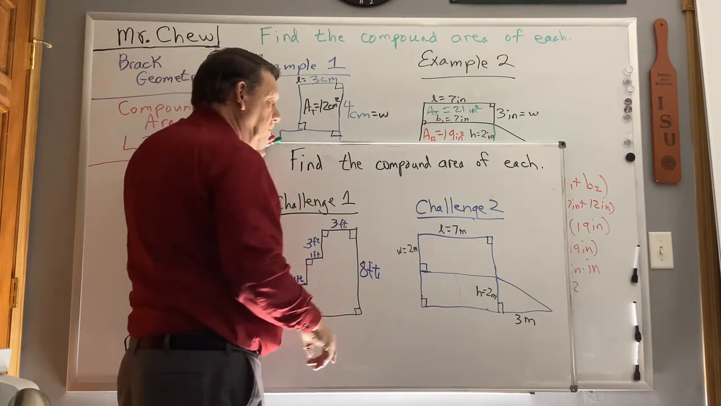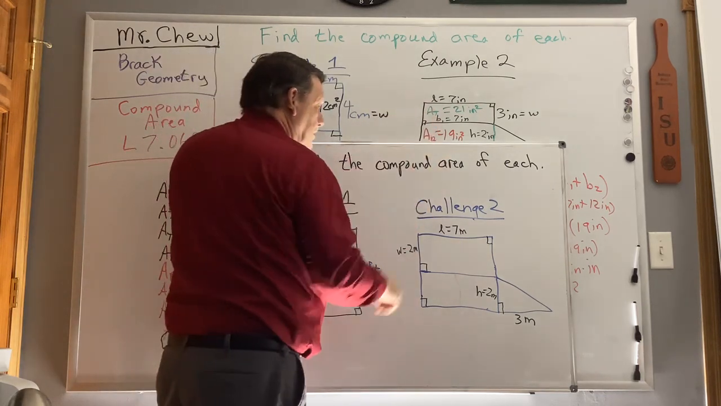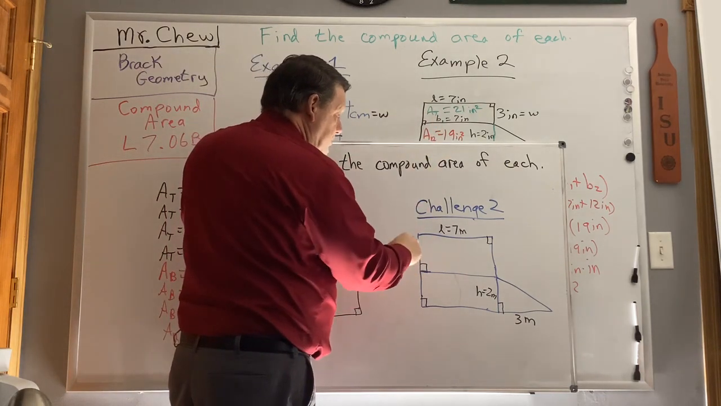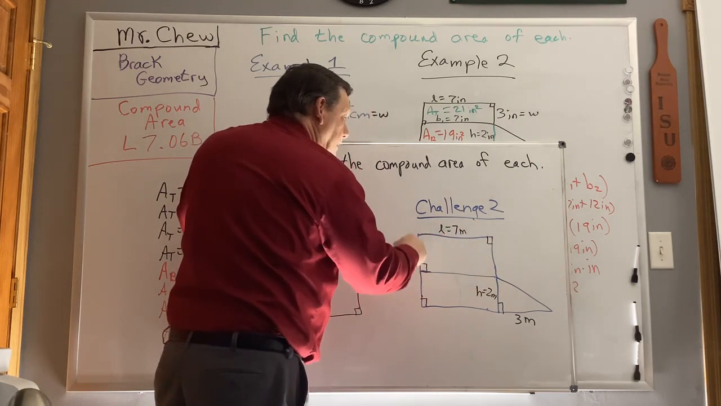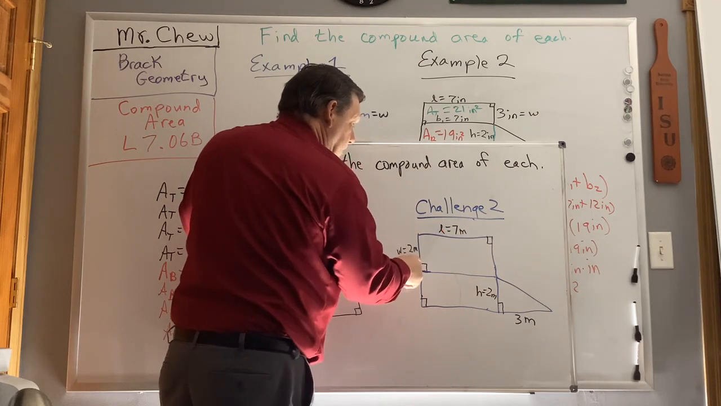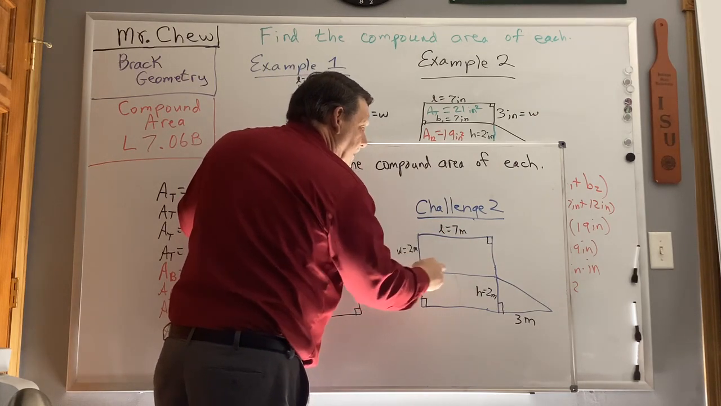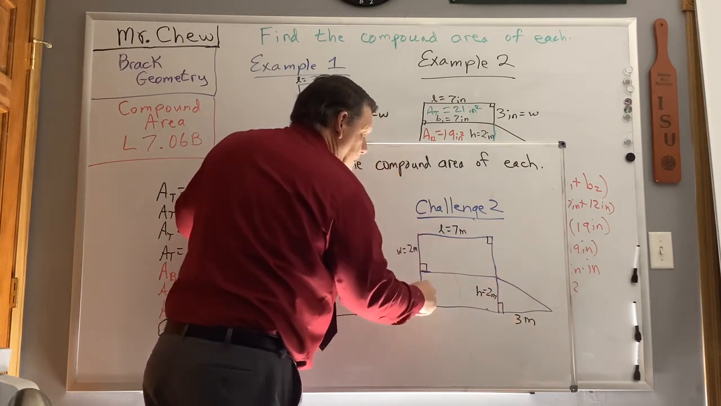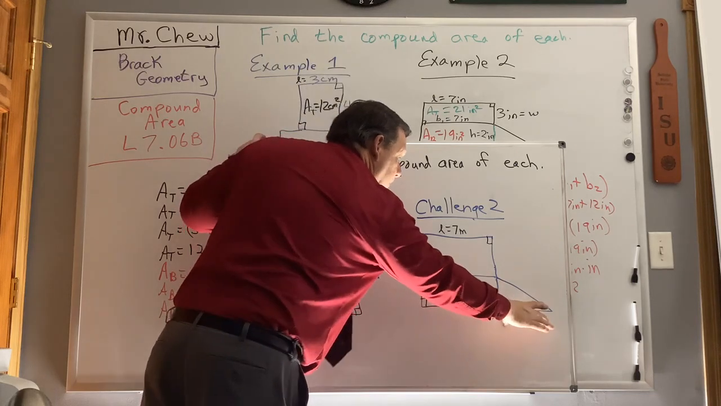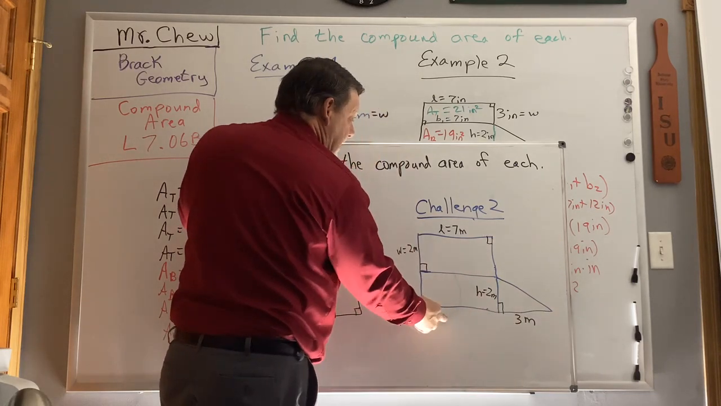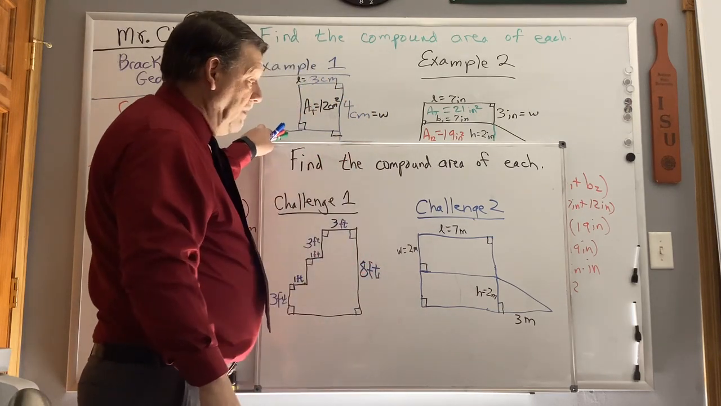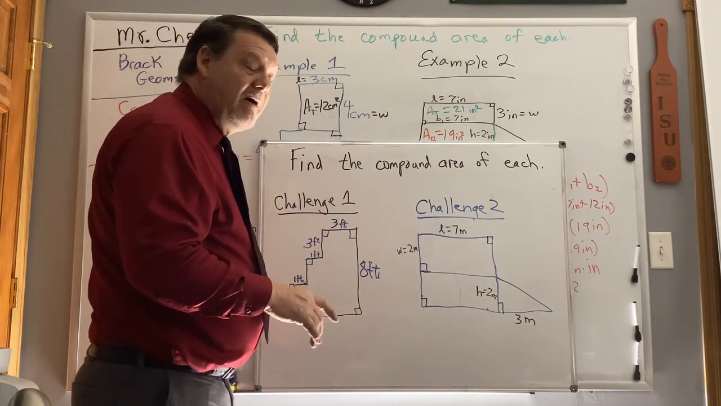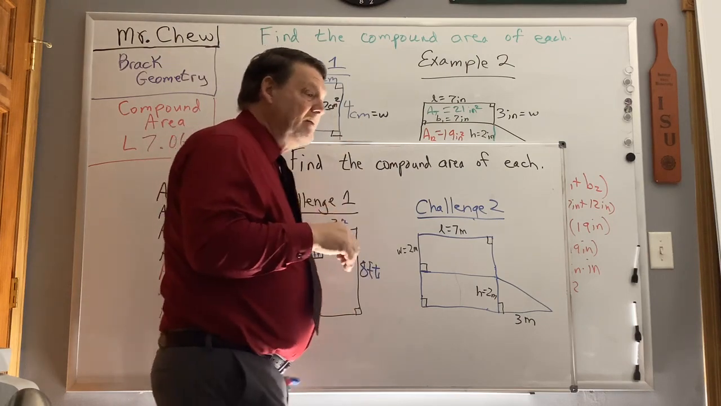Then challenge 2, we have a similar as what we had here. On challenge 2, we have a top rectangle, which is 7 by 2, and then you have a bottom trapezoid, which has a height of 2, and then we give you that length, and you've got to figure this out and find the compound area of that as well. So you could pause it right now and then work them out.